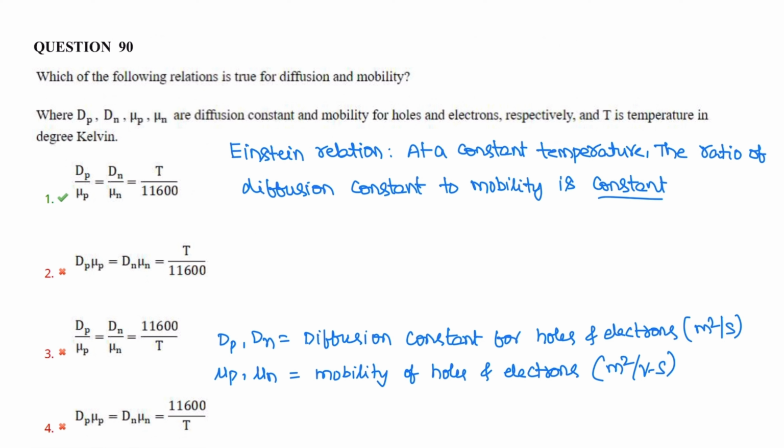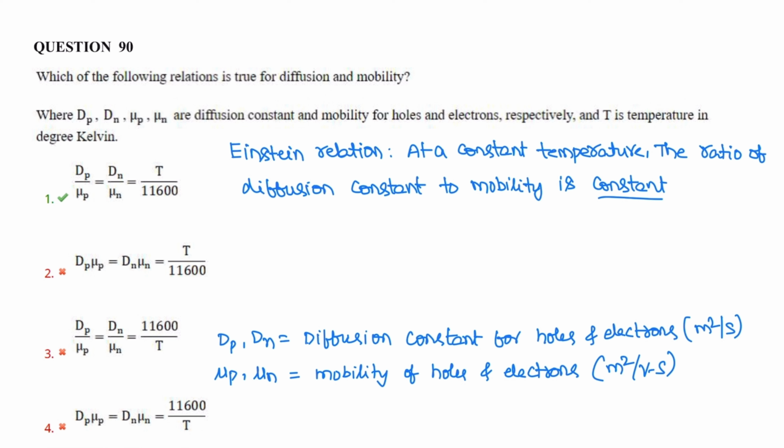Okay. So Dn, mu n and Dp, mu p are related as follows. From the Einstein relation, at a constant temperature the ratio of diffusion constant to mobility is constant. It's a constant value. Dp and Dn are the diffusion constants for holes and electrons respectively, and the diffusion constant is measured in meter square per second. Mu p and mu n are the mobilities of holes and electrons respectively, and the unit of mobility is centimeter square or meter square per volt second.